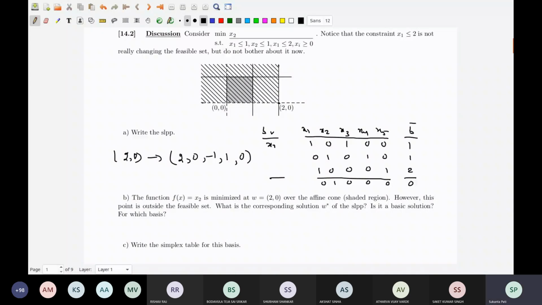No, I should put x3. Let me put x3 here, because the x3 column is already 1. And then the x4 column is already 0 1 0. And then let me put x1. Okay, so this is what I am targeting.